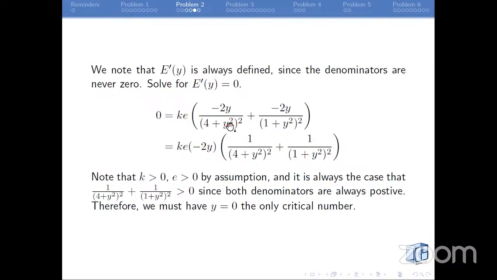So mangyari kasi dito, for E prime of y equals 0, so 0 equals small k times small e multiplied to this quantity. Ano lang natin, fa-factor out natin si negative 2y. So note that k is greater than 0 and small e is greater than 0 by assumption. This quantity is always greater than 0 since both denominators and numerators are always positive. Therefore, we must have y equals 0 as the only critical number.